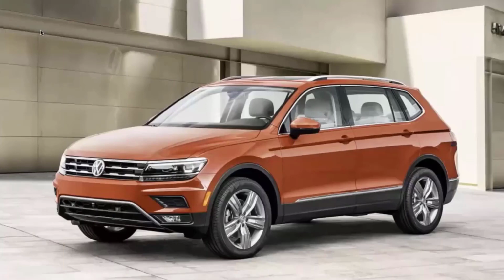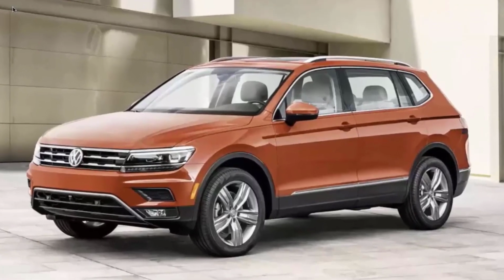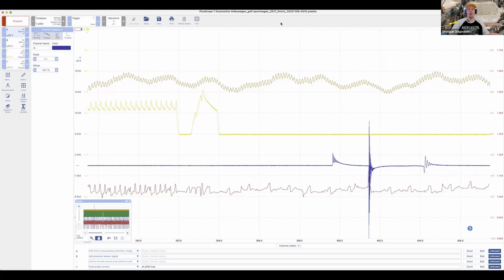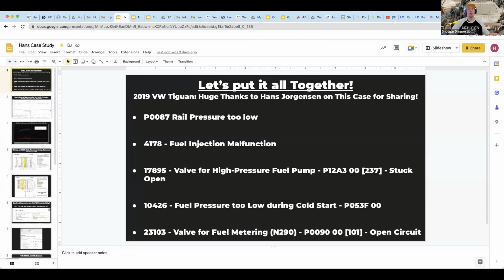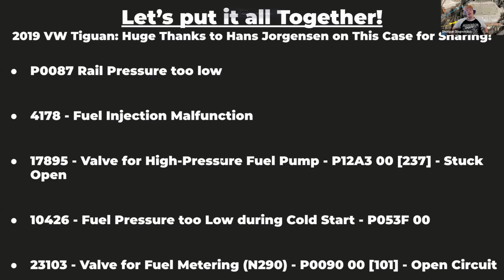I captured that waveform specifically because I had a friend who was diagnosing a Tiguan that had an unusual fault. It was a really interesting case because the fault was something to the effect of the rail pressure or the high pressure pump solenoid being stuck. So I'll share this now. Again, this was a case I helped a friend with, he's a member of our group, and he gave me permission to share it. So this was the one he had.